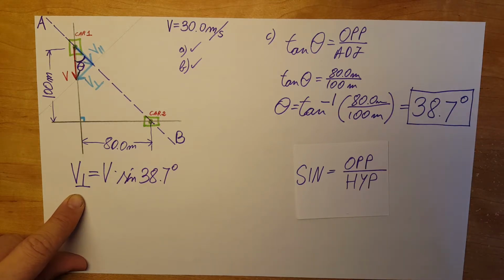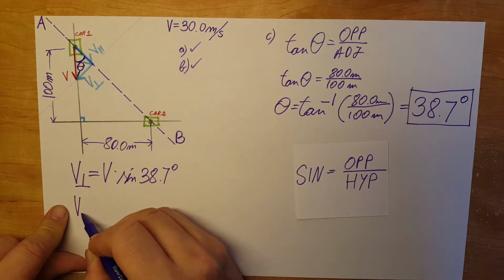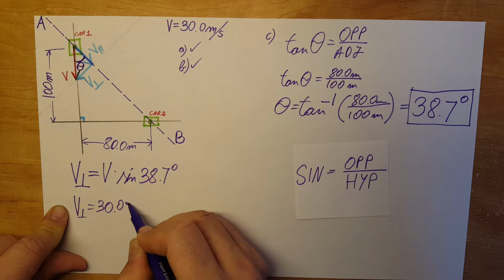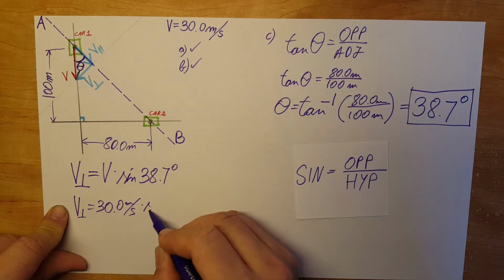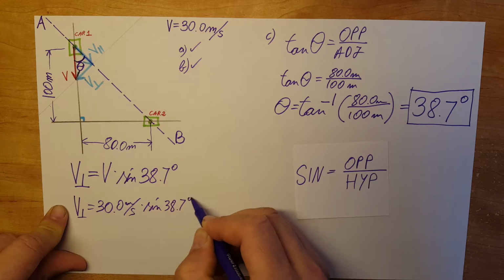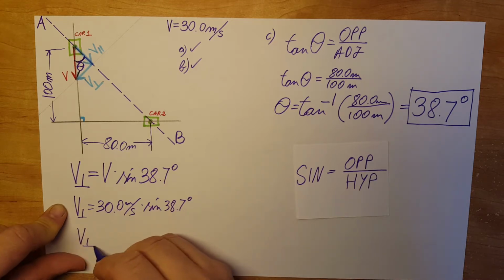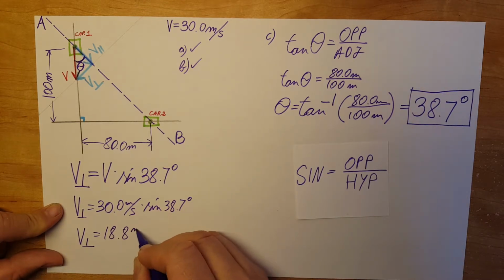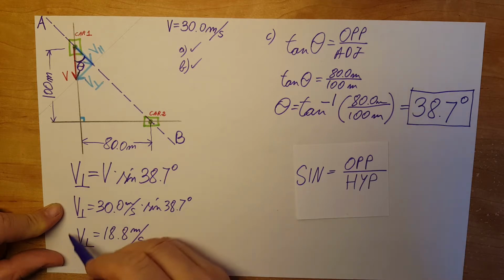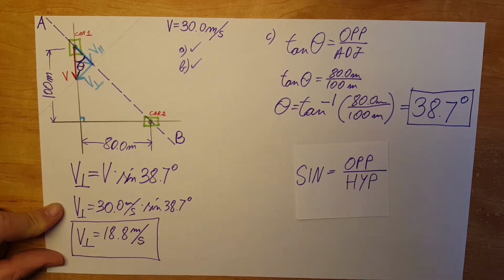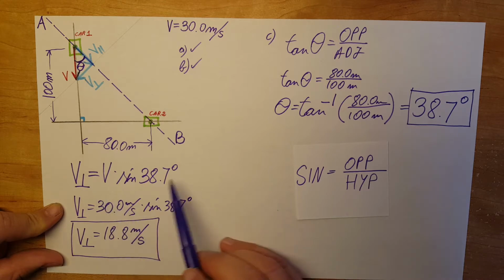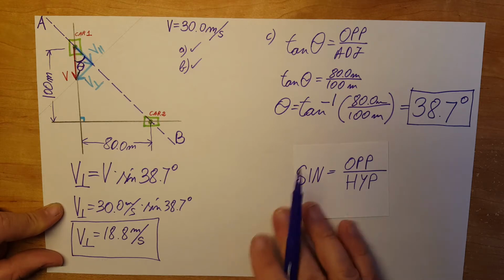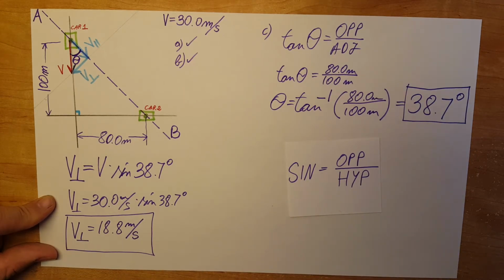And from here we can also plug in our v value, which is 30 meters per second, times sine of 38.7 degrees, and this will give us a value of 18.8 meters per second. So here's our trig function. Instead of the 38.7, we could leave a theta, and here's our actual value.